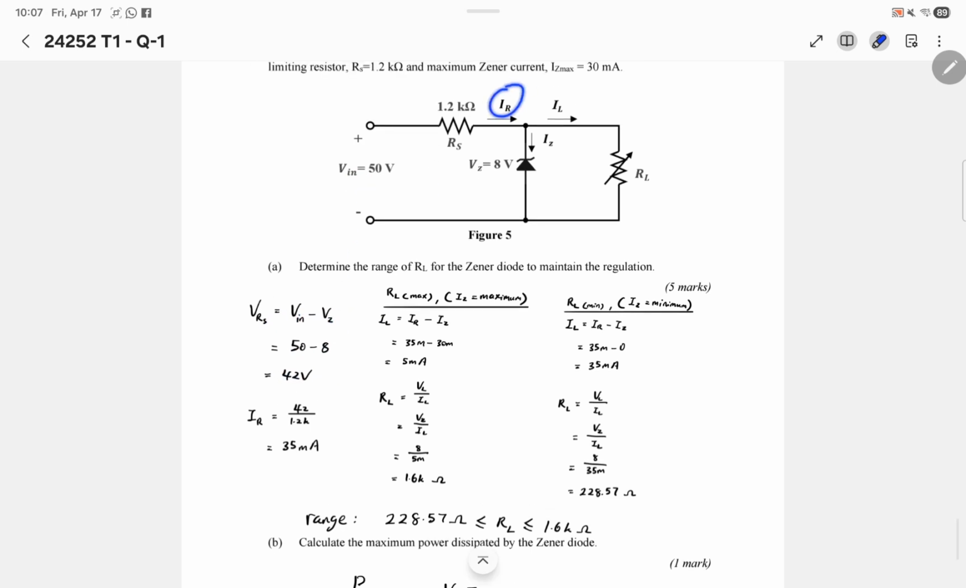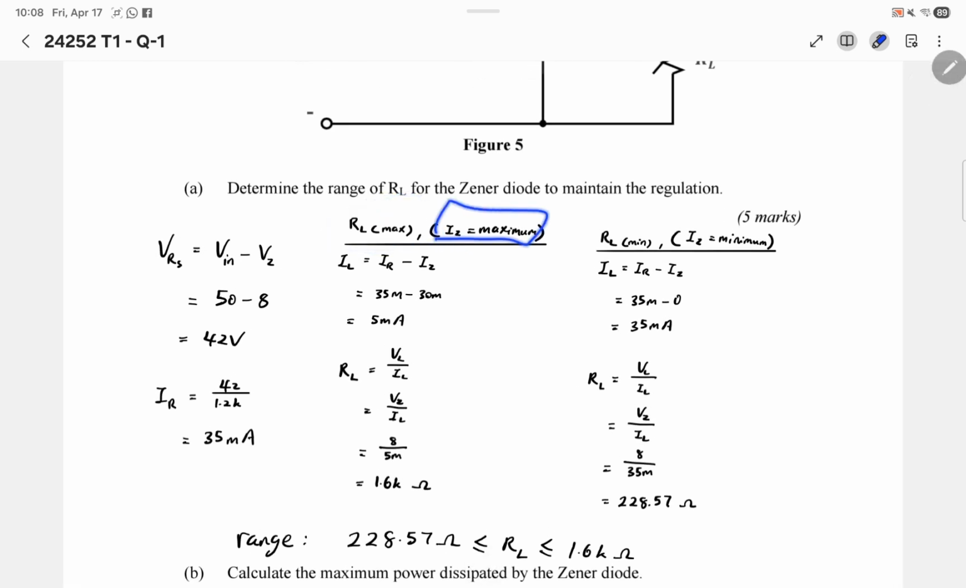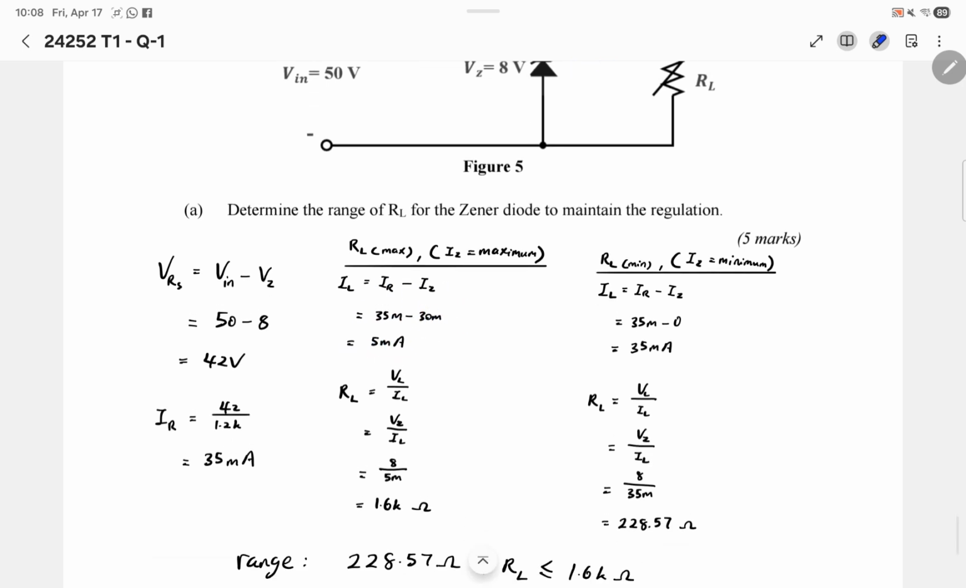Then we find the IR. IR is 42 over 1.2K, V over R, so it becomes 35 milliamps. Then we need to calculate the IL. Since the question mentions a range of RL, we have maximum and minimum. For the case RL is maximum, the IZ is also maximum. Most of the current will flow through it here. So IL is 35 milliamps minus 30 milliamps, which is 5 milliamps. Then using Ohm's law, we get that RL is 1.6K ohms.